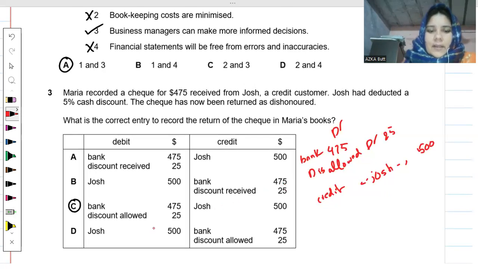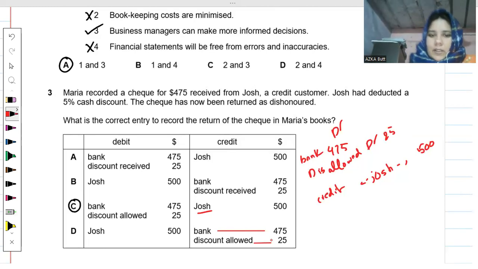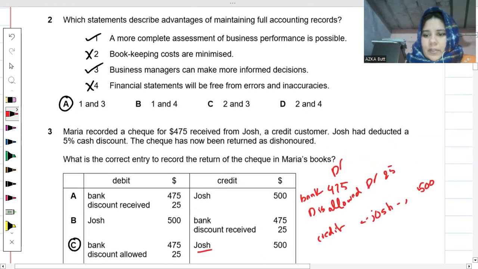So basically, previously we decreased our customer Josh by 500, but now we have to increase Josh by 500 because this 500 we haven't received from him because the check was dishonored. And bank would be credit again because we have to reduce the bank by 475, and we have to reduce the discount allowed by the $25 because the check is dishonored. You got the check bounced back. It means that you didn't get anything from Josh. Okay, so option D is right.